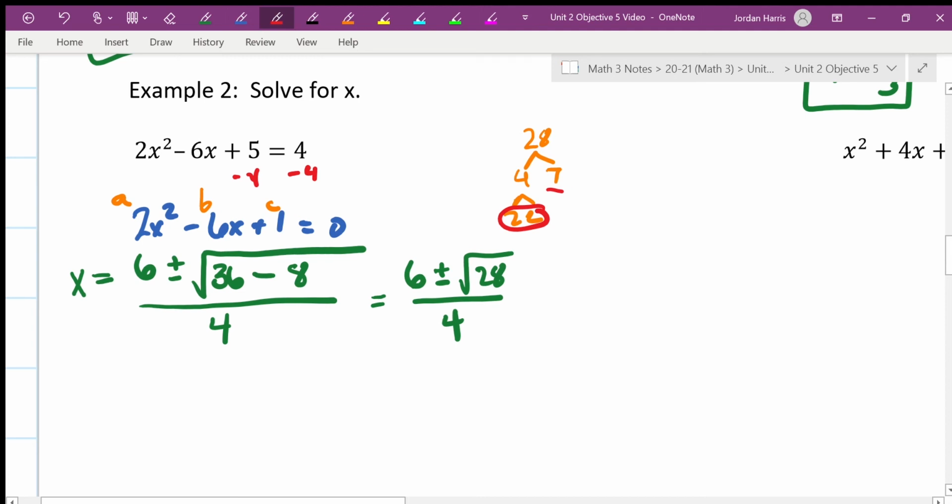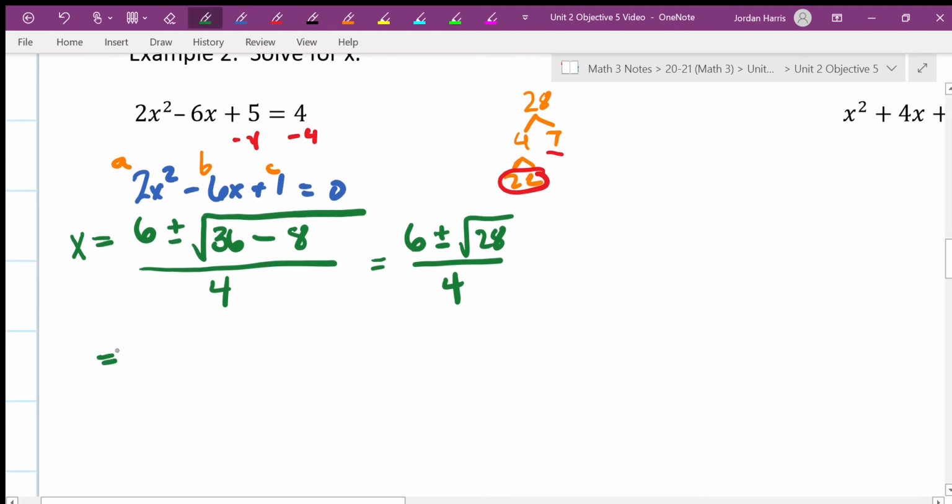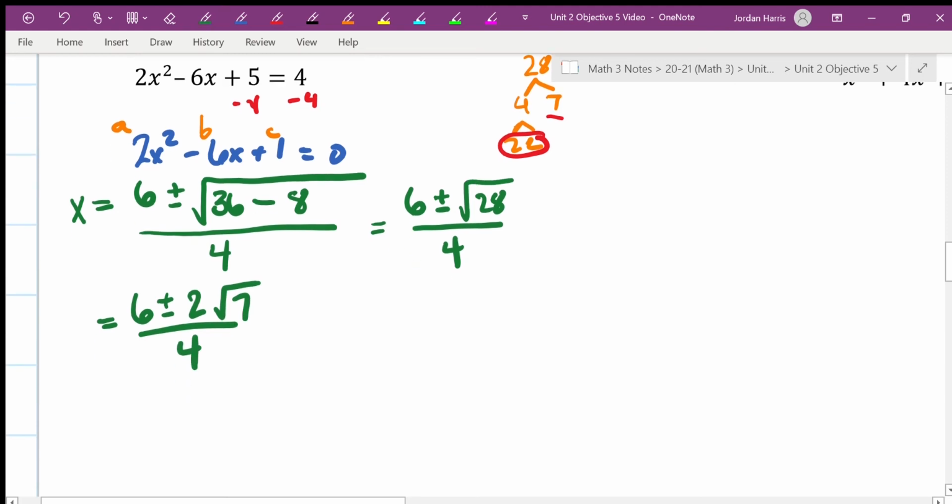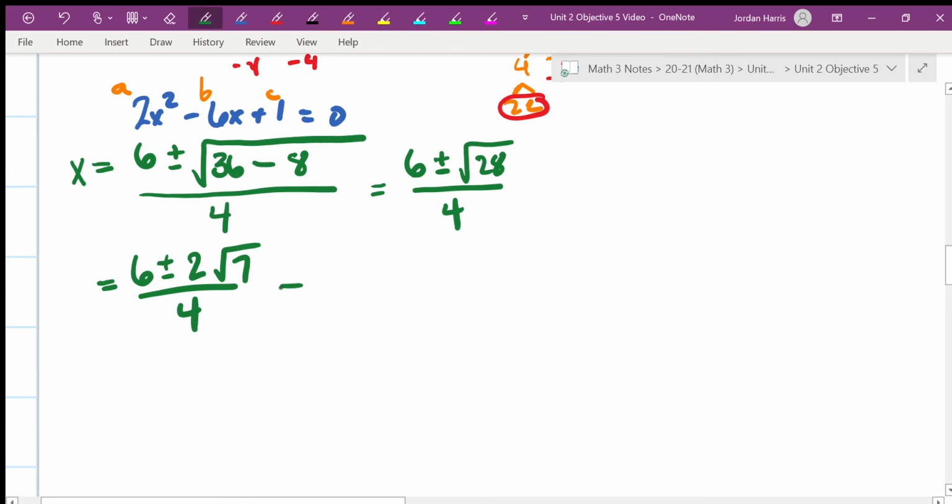The pair, whatever the number of the pair is, 1 comes out. Whatever is left stays inside the root. So I have 6 plus or minus 2 root 7 over 4. There we go. There's where the 4 comes from. So 6 plus or minus 2 root 7 over 4. And remember, we simplify. So we separate 6 over 4 plus or minus 2 root 7 over 4.